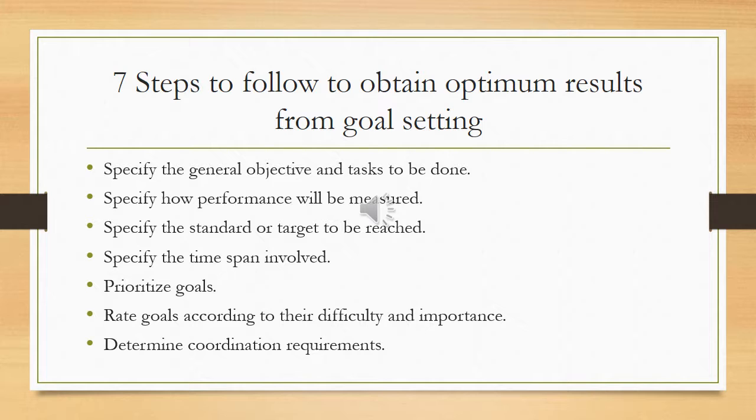There are 7 steps that need to be followed in order to obtain the optimum results from goal setting. Those 7 steps are: specify the general objective and tasks to be done, specify how performance will be measured, specify the standard or target to be reached, specify the time span involved, prioritize your goals, rate goals according to their difficulty and importance, and lastly, determine coordination requirements.